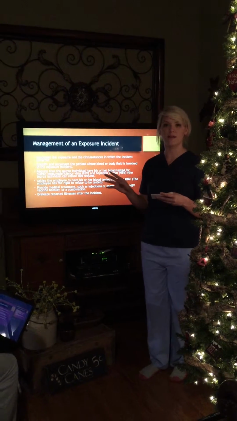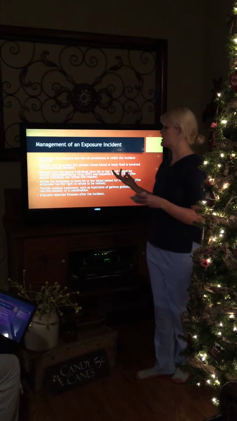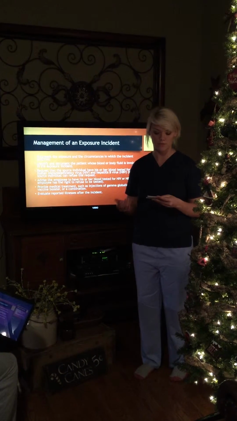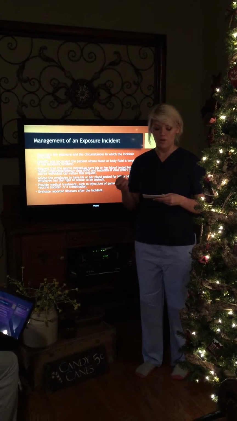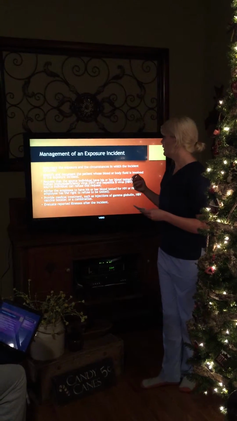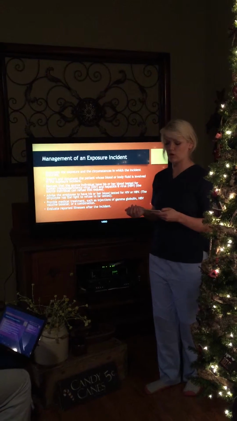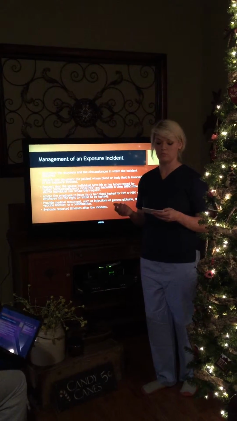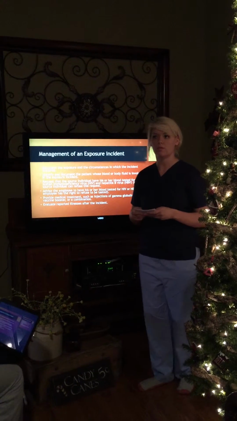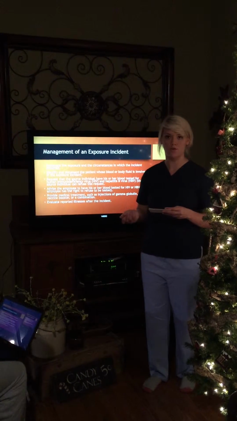Okay, so what we're going to talk about now is management of an exposure incident, in case you do get exposed or one of the employees gets exposed. You always want to document the exposure incident, and you always want to identify and document who the patient is and whose blood or body fluid is involved in the accident.